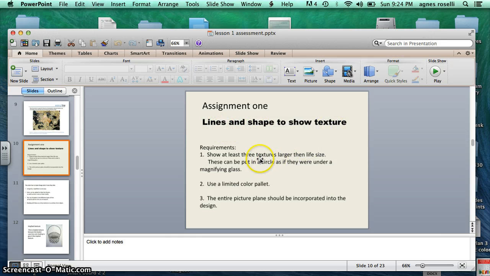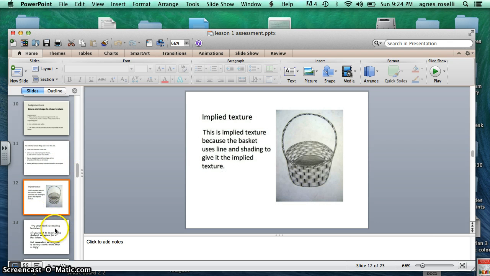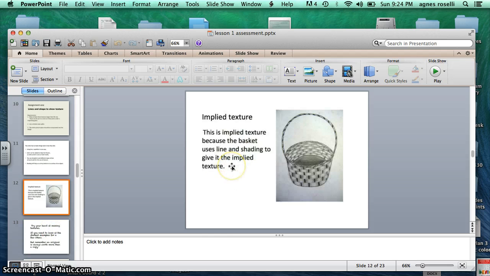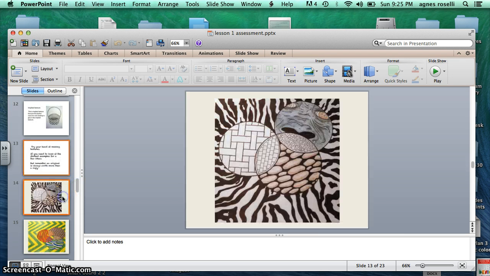They're going to be actually using these to produce three different types of textures that are going to be larger than life on a 12 by 18 piece of paper. They're going to use a limited palette and incorporate them into a design. It's going to be an implied design, and then they will be reminded that a copy is not as well designed as an original. Original is always worth more than a copy.